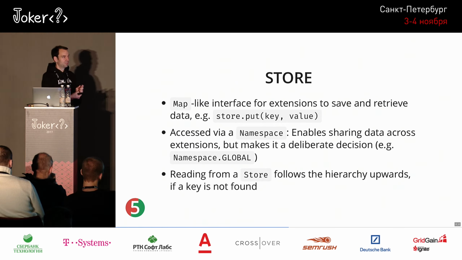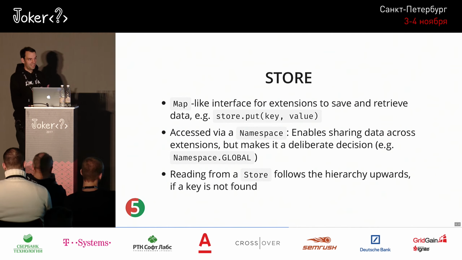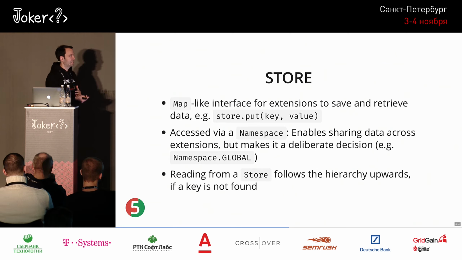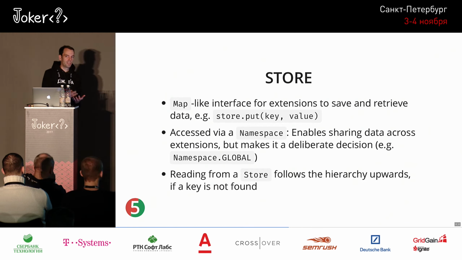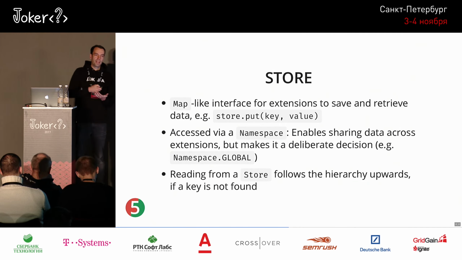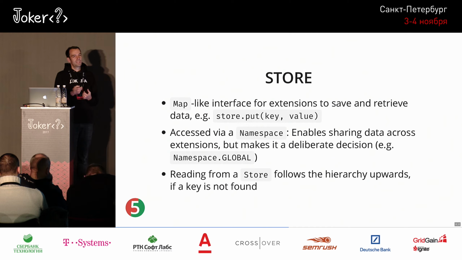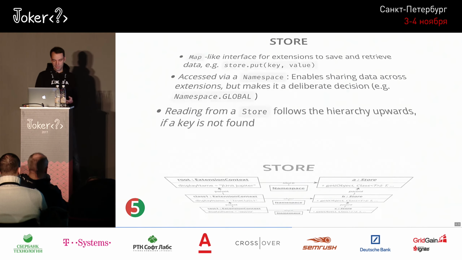In the simplest case, you can use namespace global. Then it's kind of obvious that it's available to anyone who uses global as a namespace. But you can also use something that's very specific to your extension. If you put the extension class into the namespace, for example, or some unique ID for the test identifier, then it's pretty much unique and no one else should be able to read that, and that's a conscious decision. Moreover, reading from the store will follow the hierarchy upwards. So if you want to get some data, maybe the parent extension context already has that data, so you don't need to compute it twice if you need something for the test class, for example.